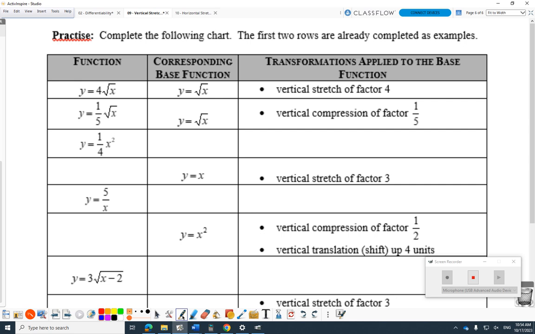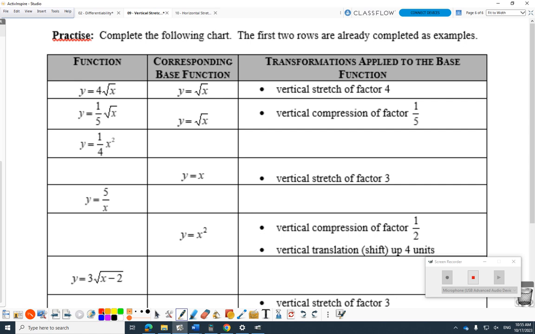The first two rows are already completed. Let's make sure we agree. If you get given 4 root x, the base function is the root x. Those shouldn't be hard to recognize. There's only 4 of them that you have to deal with, and I'll show you which 4 on the website right at the end of the lesson. With a 4 out front, now you're supposed to be able to go, okay, that's a vertical stretch factor 4. I want you to use the fancy words over here because the homework will use the fancy words. If you don't use the fancy words, you won't be ready for the fancy words. If it's a 1/5 out front, vertical compression factor 1/5.